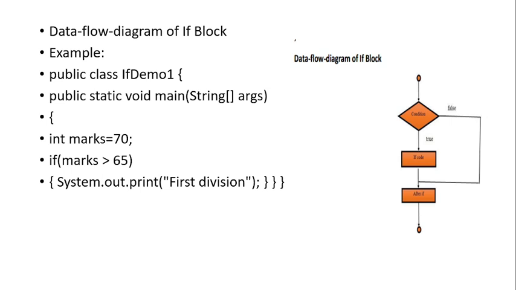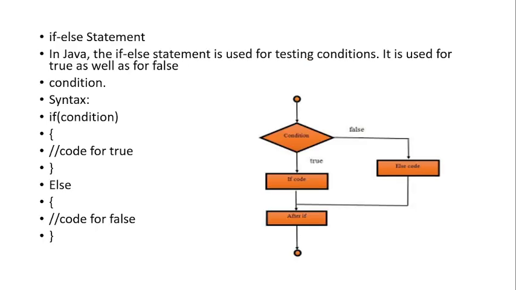If mark is greater than 65, and 70 is greater than 65, so automatically it will return true. If it returns true, then first division will be printed on the screen, right? So this is how the if statement is going to work.